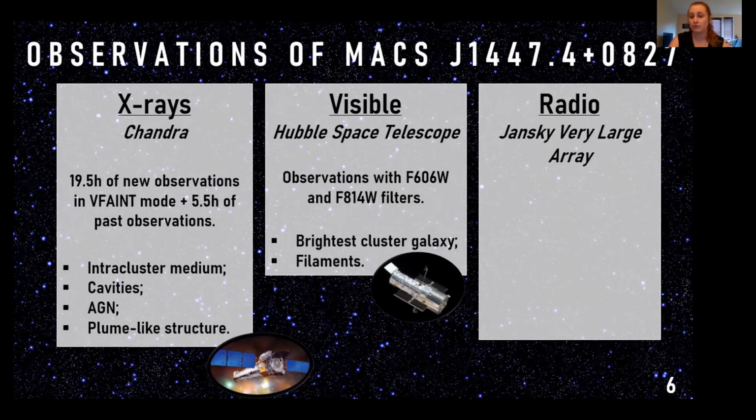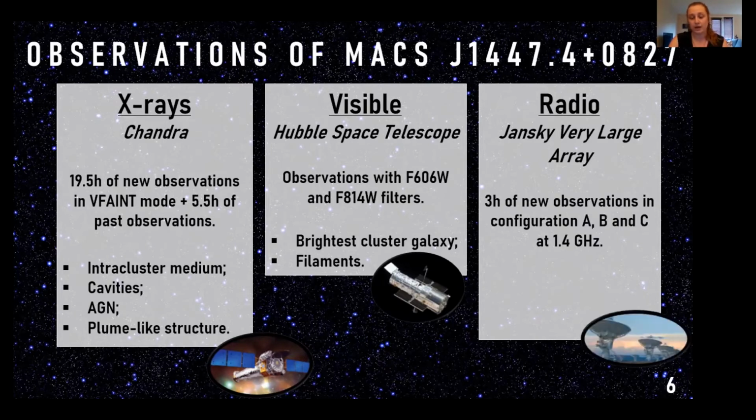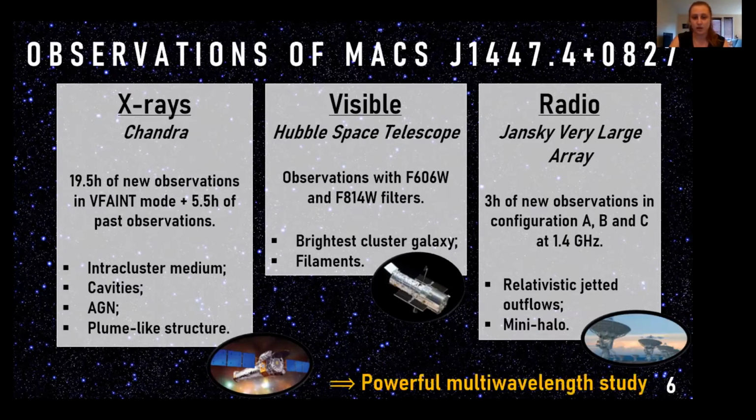Finally, we have radio data from the Jansky Very Large Array. We have 3 hours for each of 3 configurations, A, B, and C, at 1.4 gigahertz. At radio wavelengths, we can see the relativistic jetted outflow, as well as the mini halo. So with all this data, it was possible to conduct a very powerful multi-wavelength study.